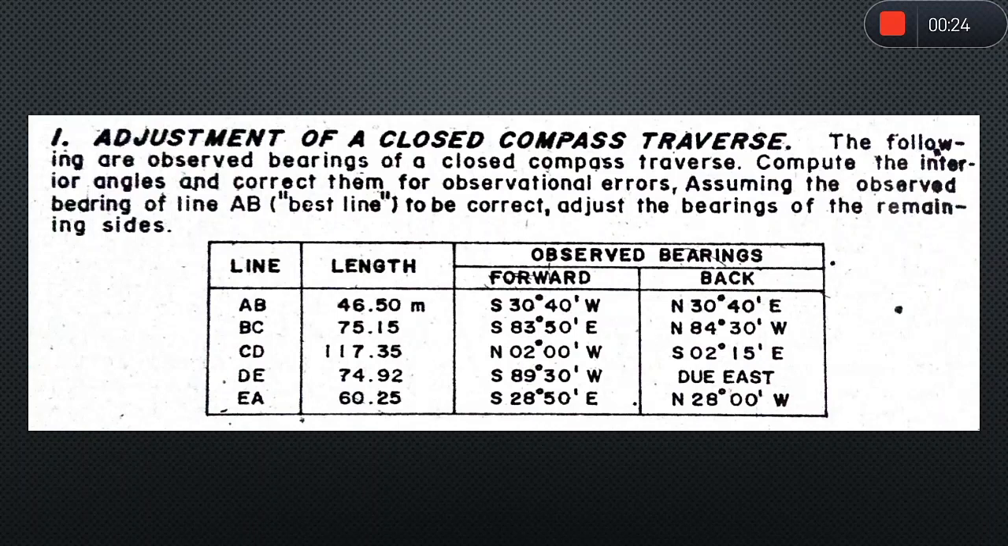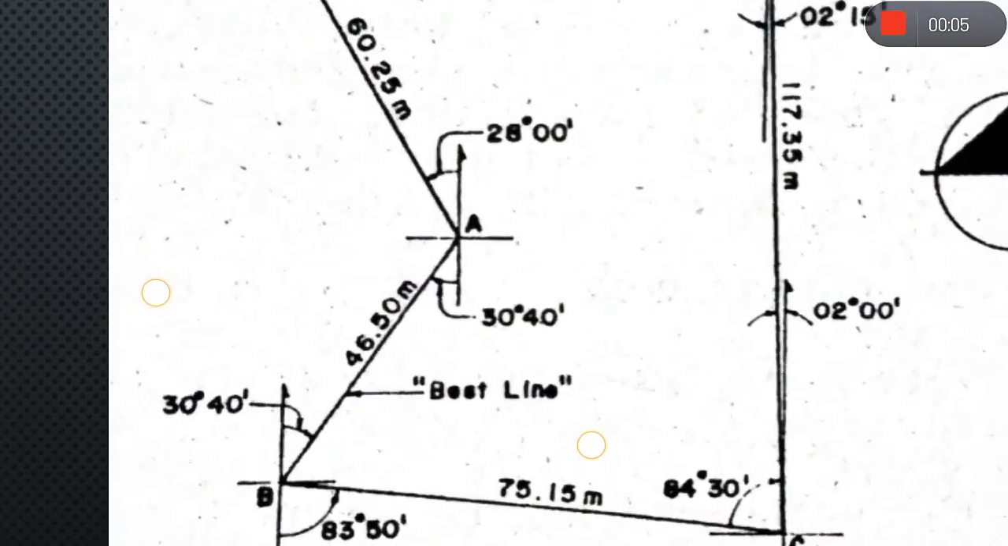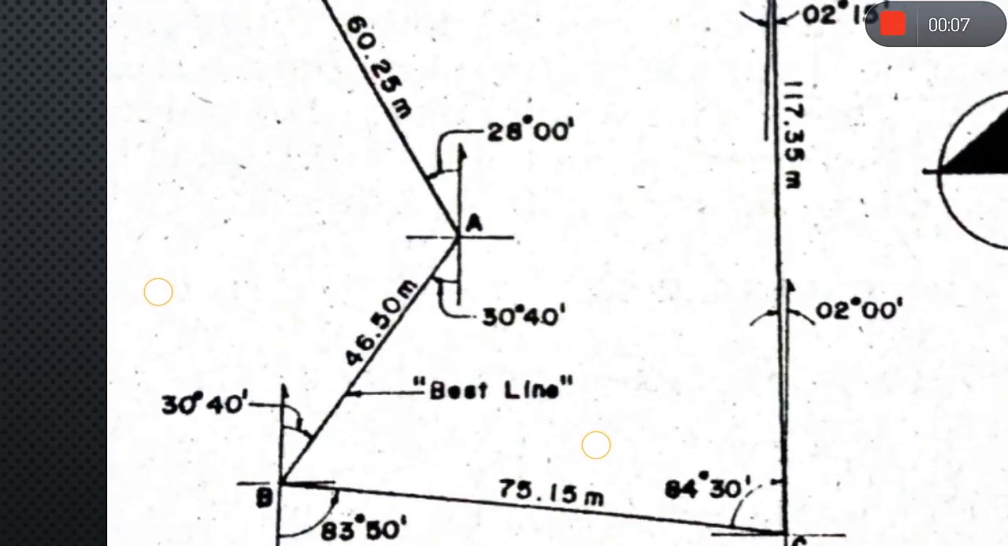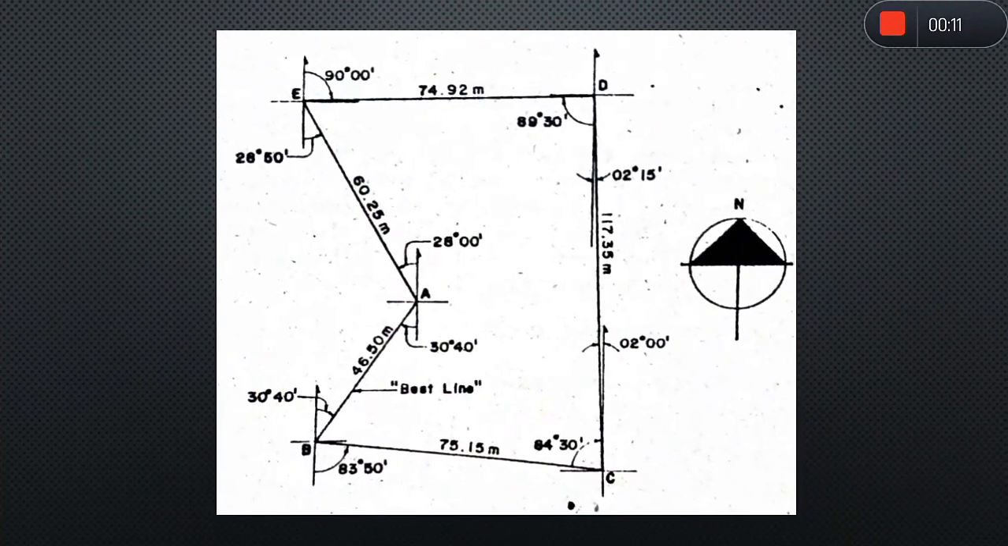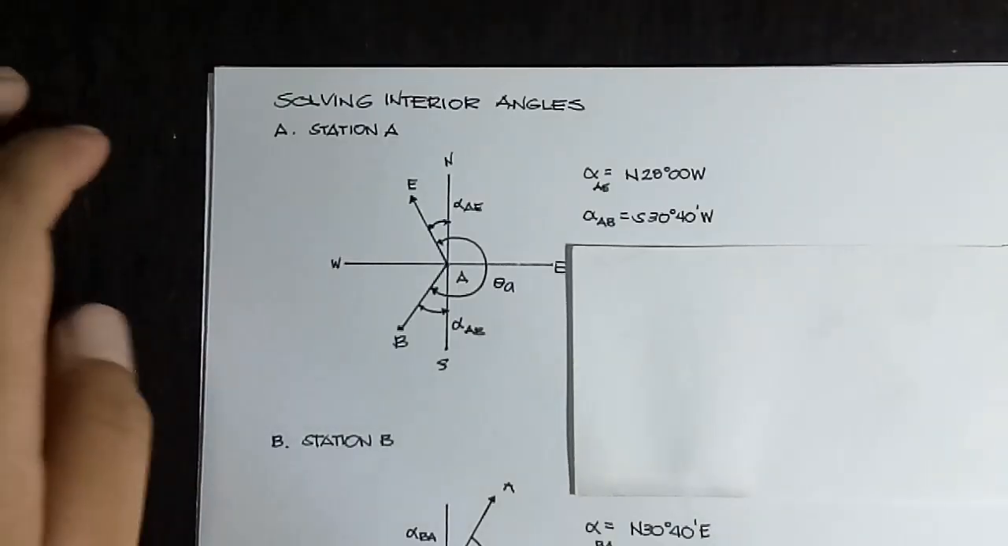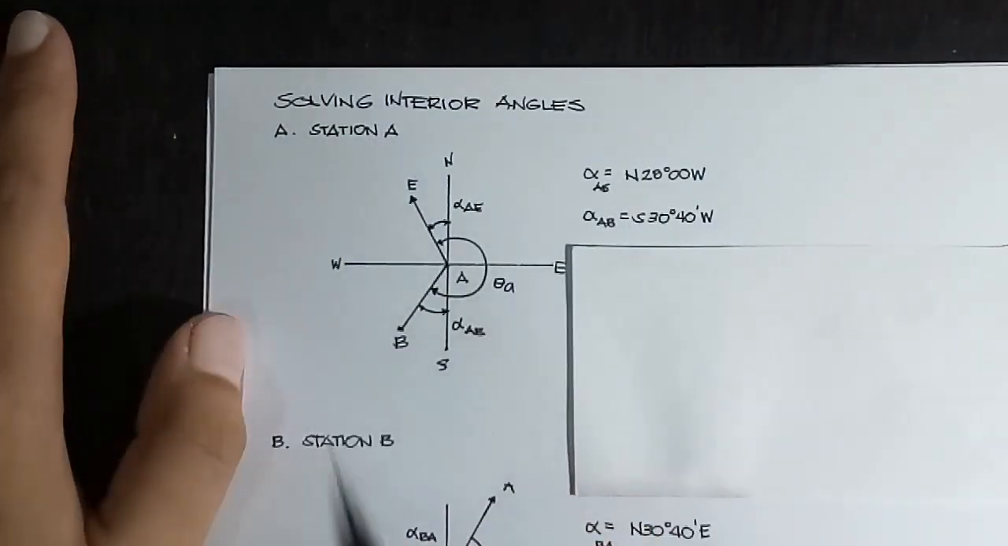So, makikita natin na andyan na yung tabulated data na kailangan nating ayusin. So, we adjust yung bearings for remaining sides. So, ito yung plotted closed traverse natin based on observed data, and ayan yung best line, yung line AB. And dyan tayo magbabase mamaya doon sa adjustments natin at doon sa mga gagawin nating process. Ang problem natin for closed compass traverse, ang una nating step is to solve for interior angles.